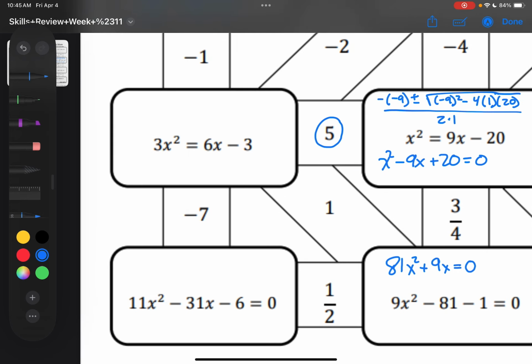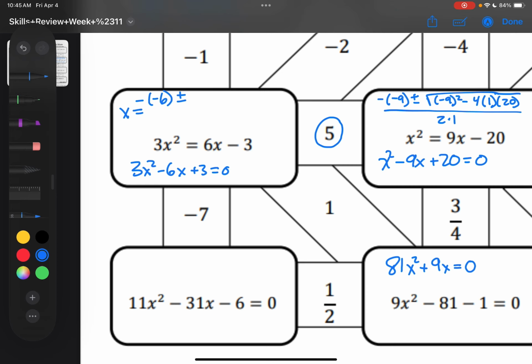Then our next thing is here, our next problem. It's not set to 0. So let's get 3x squared minus 6x plus 3 to get it equaling 0. From there, again, we're plugging in. So we have the opposite of b, and our b is a negative 6. So it's the opposite of negative 6.